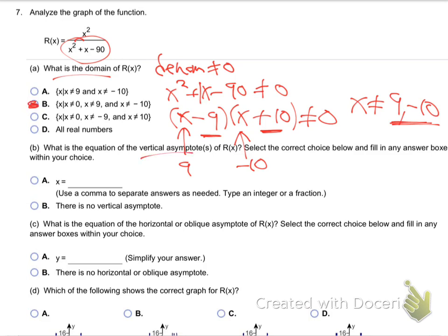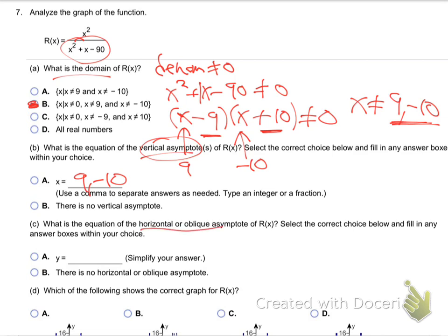Next part, what's the vertical asymptote? Well, same stuff. It's those same numbers. 9 and negative 10, which make the denominator 0, are the vertical asymptotes. That's why they're not in the domain, and they make vertical asymptotes. Next question, horizontal or oblique? What's the story with that?